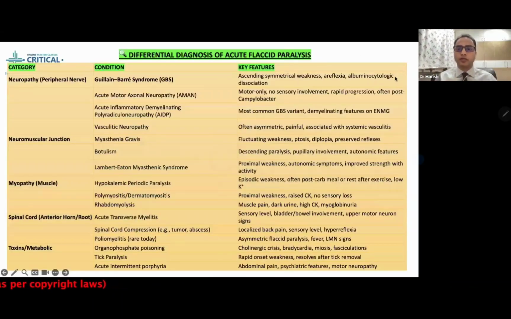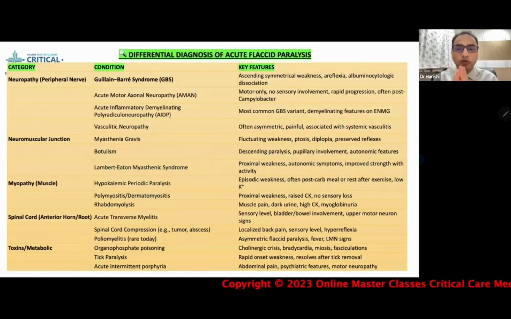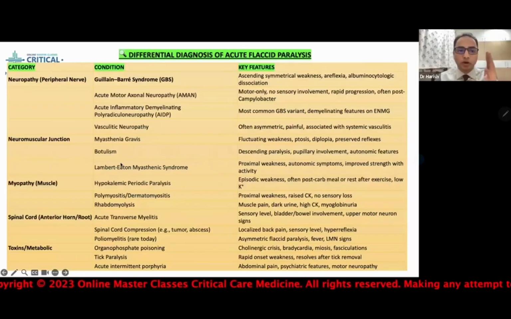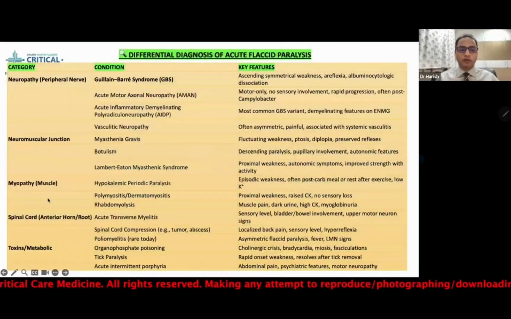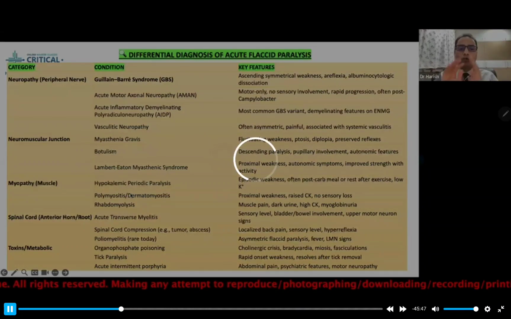So this is the table, which clearly suggests in detail the differential diagnosis of acute flaccid paralysis. Okay, so neuropathy, that is peripheral neuropathy, includes GB syndrome: acute motor axonal neuropathy, acute inflammatory demyelinating polyradiculoneuropathy, and vasculitic neuropathy. Vasculitis is very important. Neuromuscular junction: myasthenia gravis, botulism, Lambert-Eaton myasthenic syndrome. Myopathy, that is purely muscle involvement: hypokalemic periodic paralysis, polymyositis, dermatomyositis.